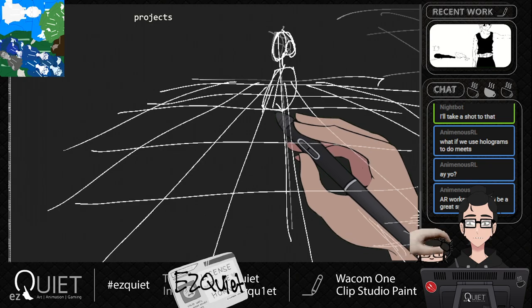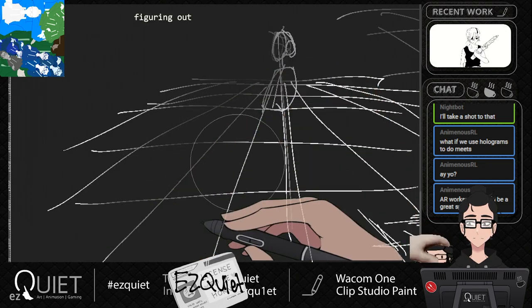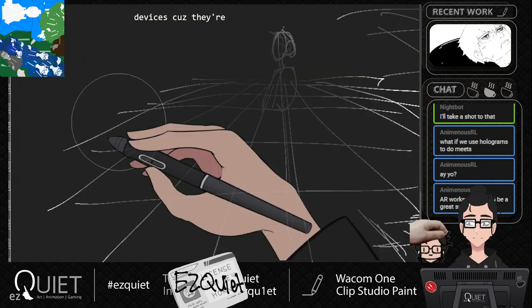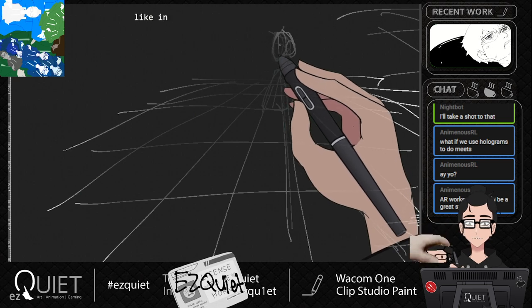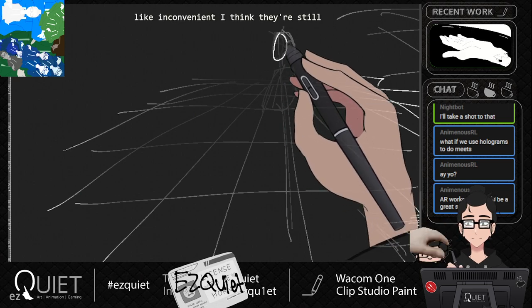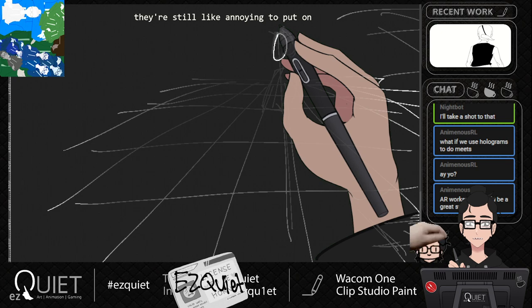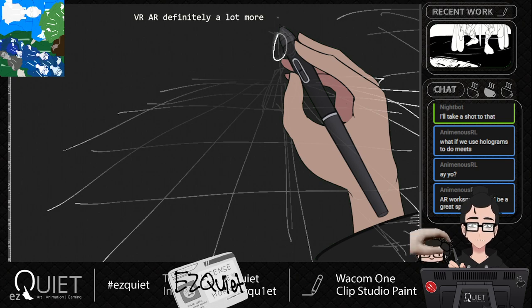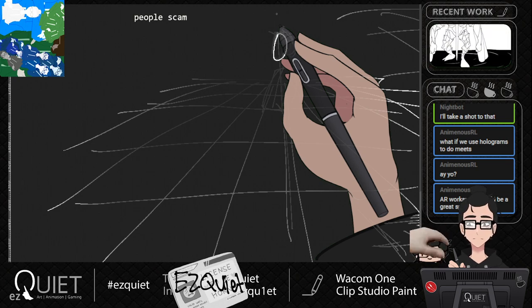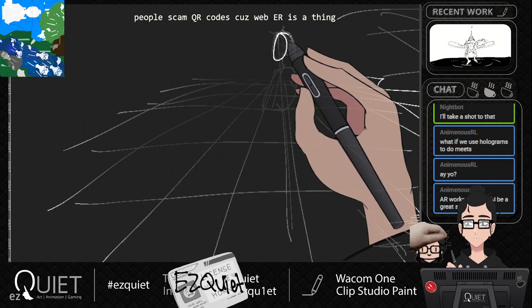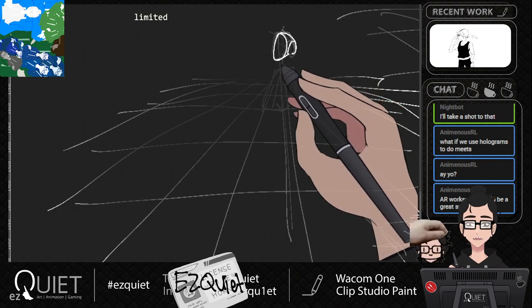But now they're on this gap of figuring out how to get consumers onto devices, because they're still pricey, they're still inconvenient. I think they're still annoying to put on, especially when it comes to VR. AR, definitely a lot more accessible, but you have to hope people scan QR codes because web AR is a thing. But web AR is so limited compared to app-based AR.